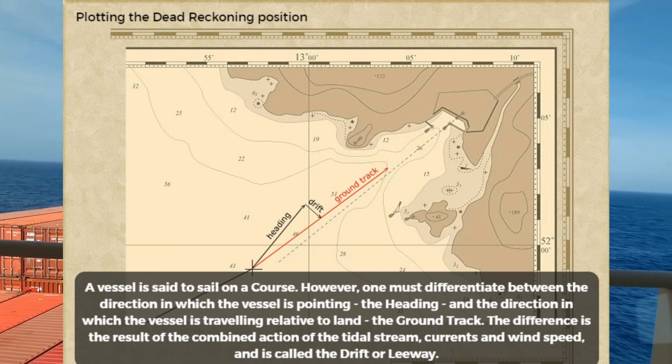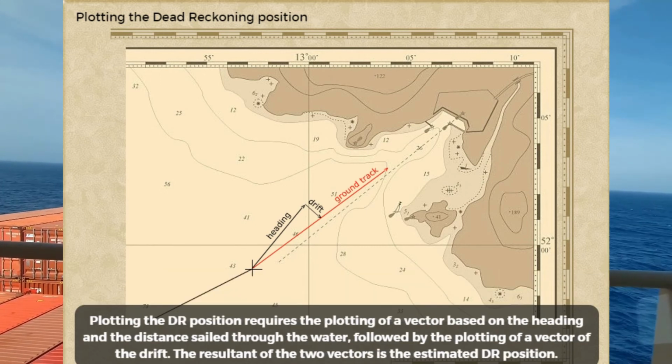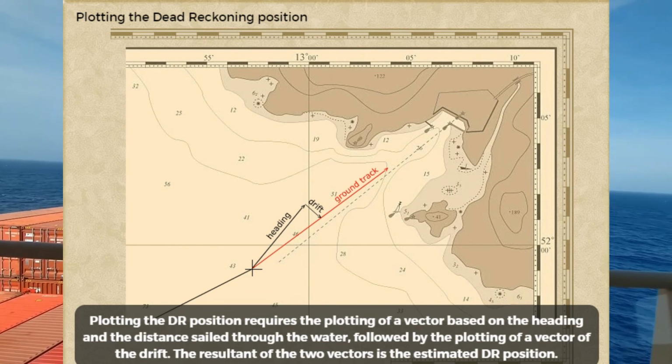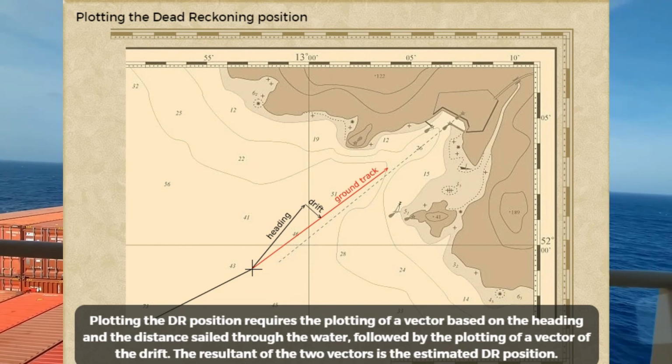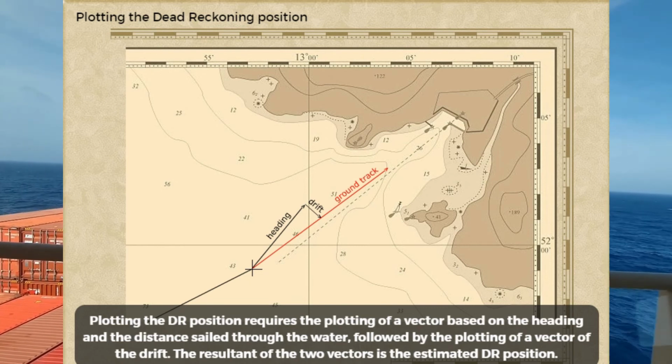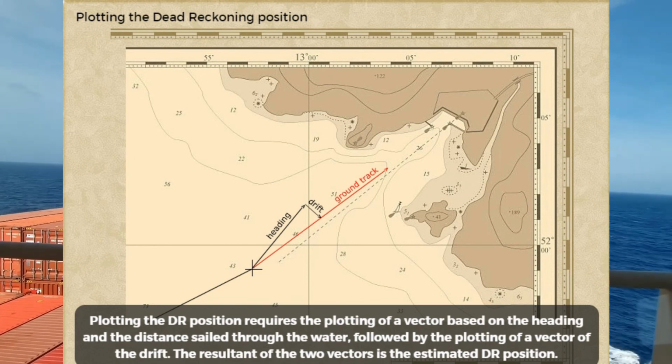Plotting the dead reckoning position requires the plotting of a vector based on the heading and the distance sailed through the water, followed by the plotting of a vector of the drift. The resultant of the two vectors is the estimated dead reckoning position.